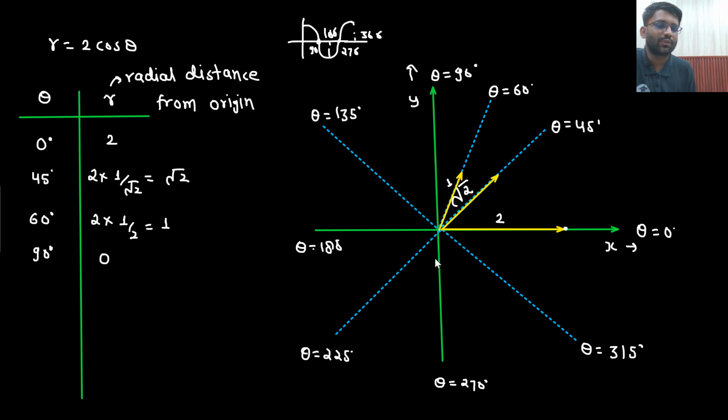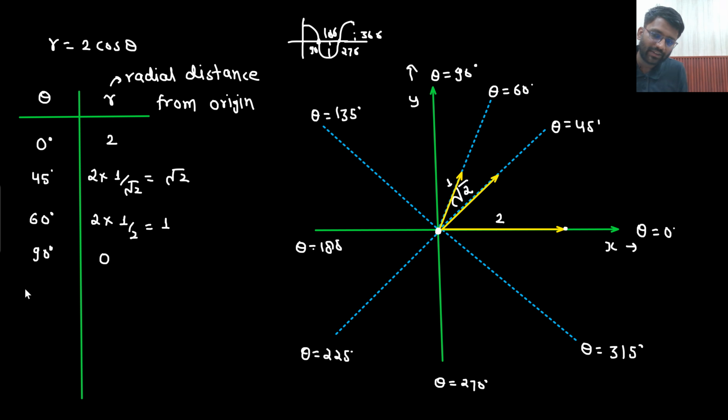Then you need to move a distance of 0. So when theta is 90 degree, then from the origin you need to move a distance of 0 only. That means you will come back at this point only. Are you able to understand this point? When theta is 90 degree, from the origin you need to move for a distance of 0. That means you don't even need to move.